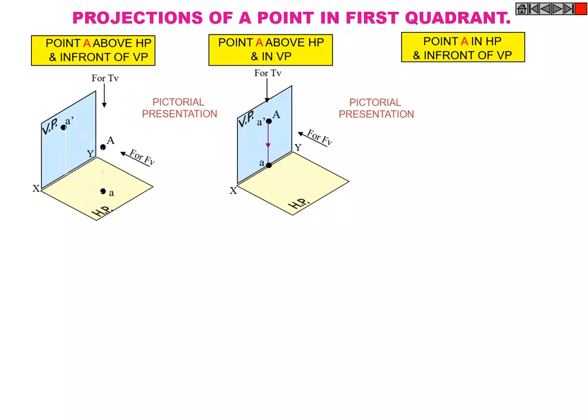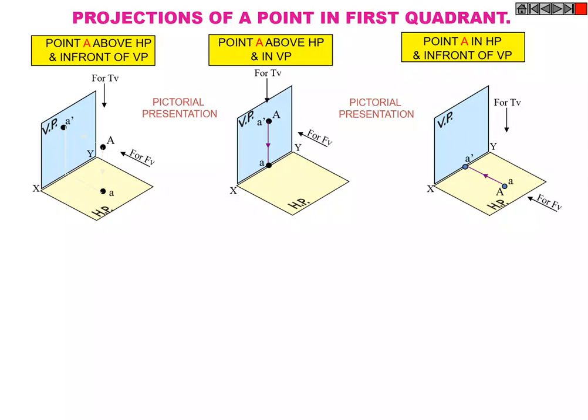Now we'll put the point in HP and in front of VP, that is another case. Point A is in HP and in front of VP at some distance. Draw the horizontal line touching the XY line. Here you are going to get another point. Afterwards, the front view and top view are named. This is the pictorial representation of a point above HP and in front of VP.